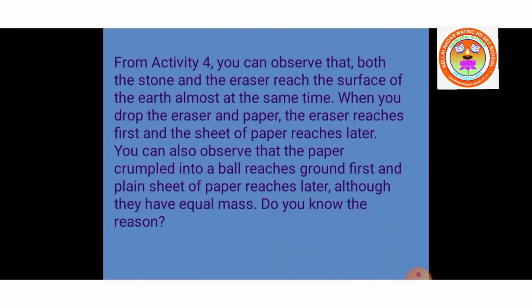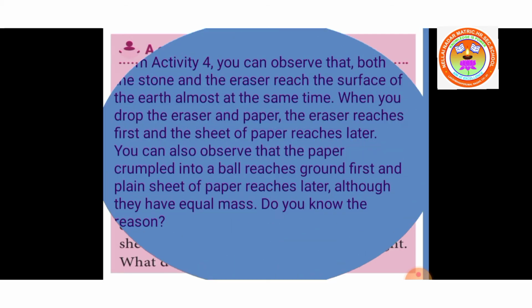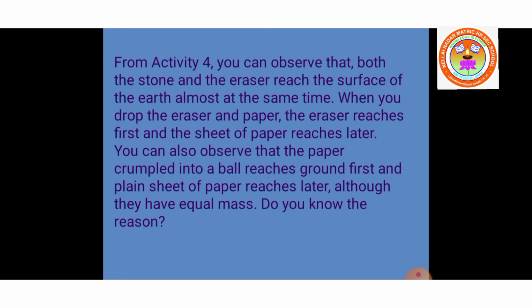From the activity, you can observe that both the stone and the eraser reach the surface of the earth almost at the same time. In the first experiment, we take one large stone and a small eraser, both dropped from a certain height simultaneously. The stone and the eraser reach the surface almost at the same time. We consider both of them having the same mass.